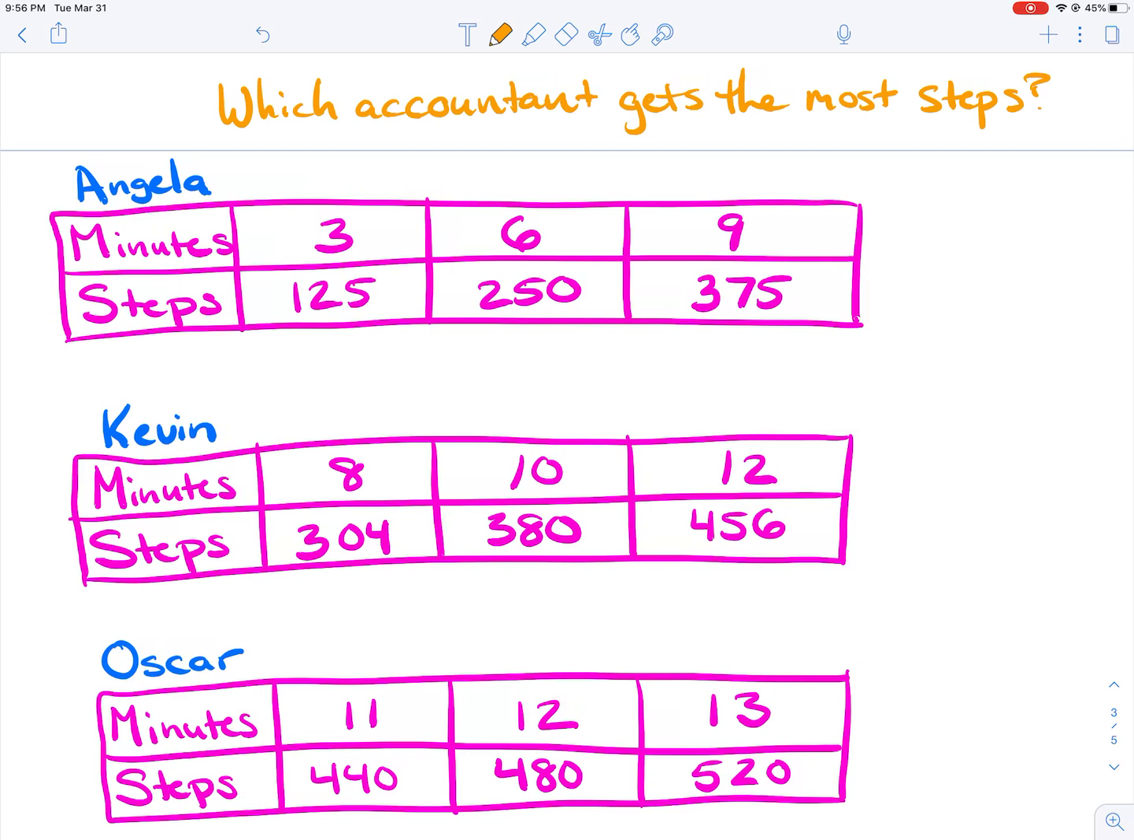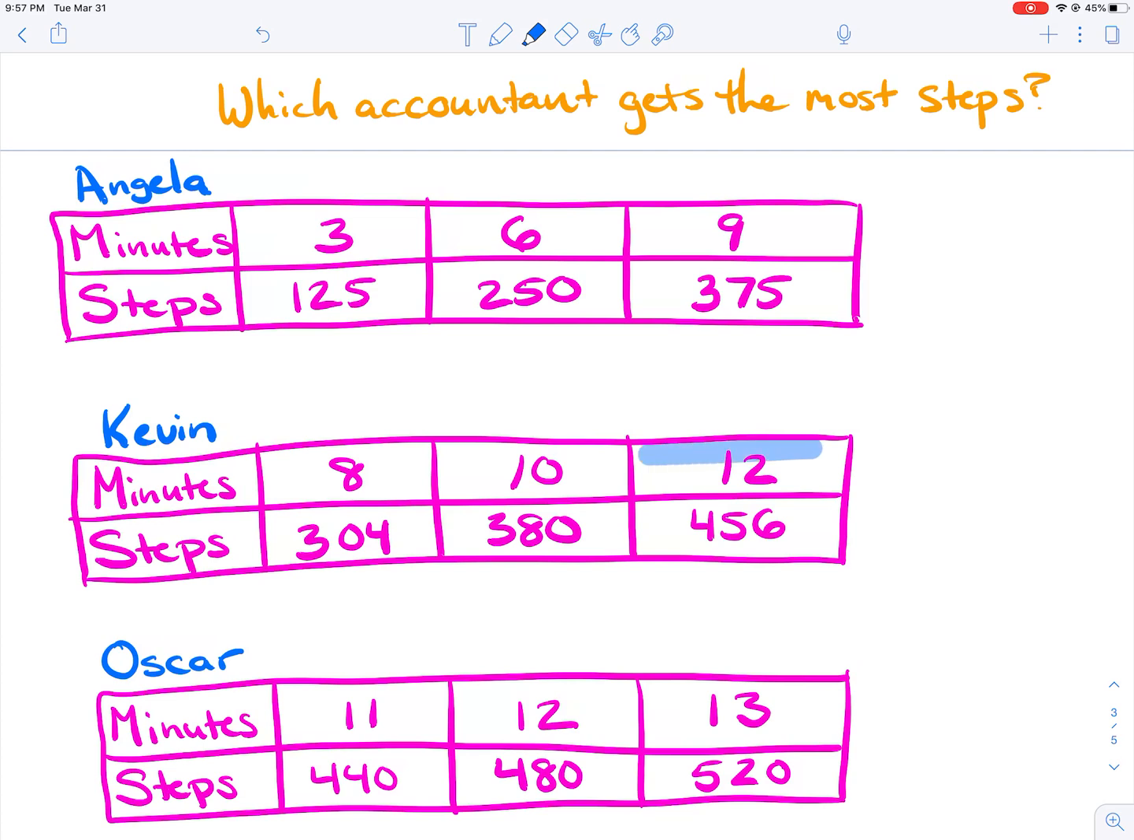Well, anytime you're looking at ratio tables, you want to try to find common numbers that you can compare, numbers that are going to appear in all three ratio tables so that they're easy to compare. So pause the video right now and see if you can find any common numbers. Well, if you looked at the ratio table and you tried to find a common number in all three, you probably were disappointed because nothing showed up in all three tables.